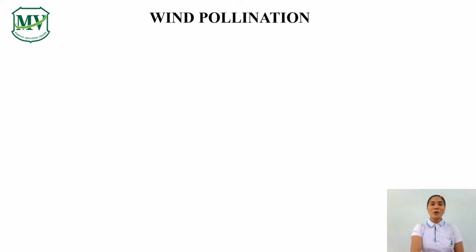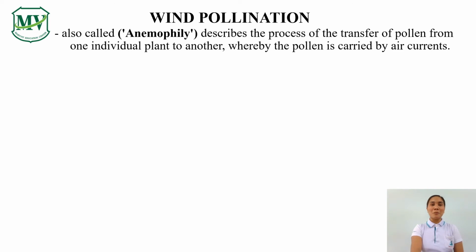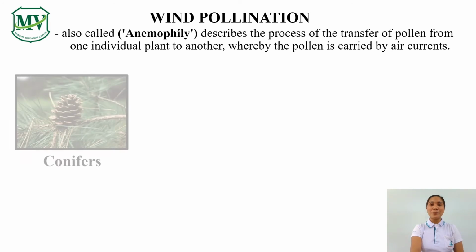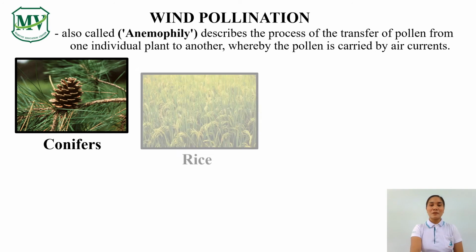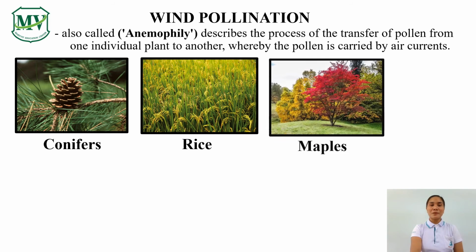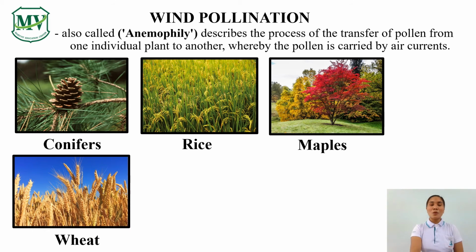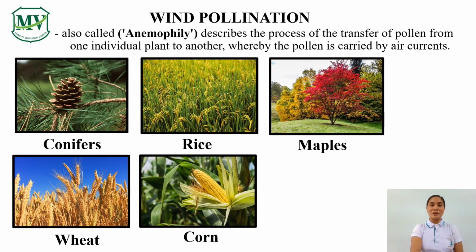Wind pollination. Wind pollination, also called anemophily, describes the process of the transfer of pollen from one individual plant to another, whereby the pollen is carried by air currents. Examples of wind-pollinated plants are conifers, rice, maples, wheat, corn, and barley.